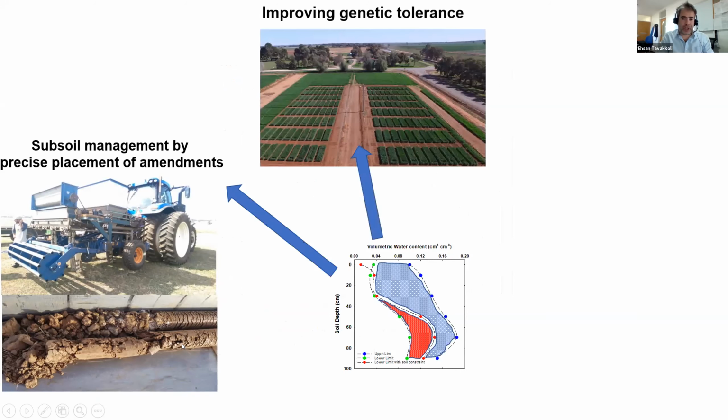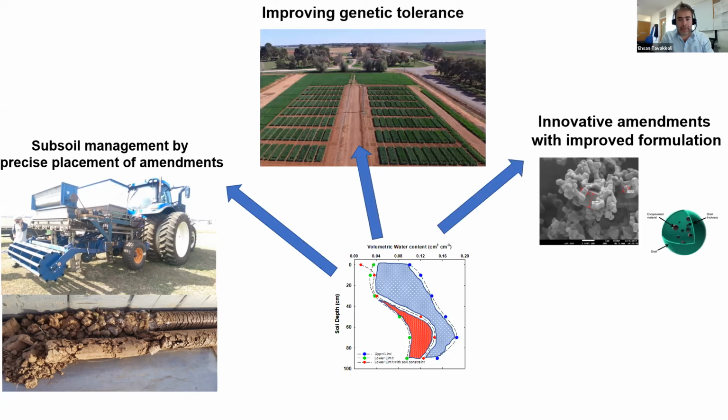We can improve our genetic tolerance. We can come up with new varieties that are better performing in some of these hostile conditions. And the third option is to make new amendments. Obviously, lime and gypsum have been used in Australia since the 1920s, and we are still doing research on the same product. One of the reasons that we haven't achieved a lot of breakthrough is that these conventional mined products are not highly effective in ameliorating the subsoil problem. They are good for the topsoil, but they don't really influence the subsoil effectively.